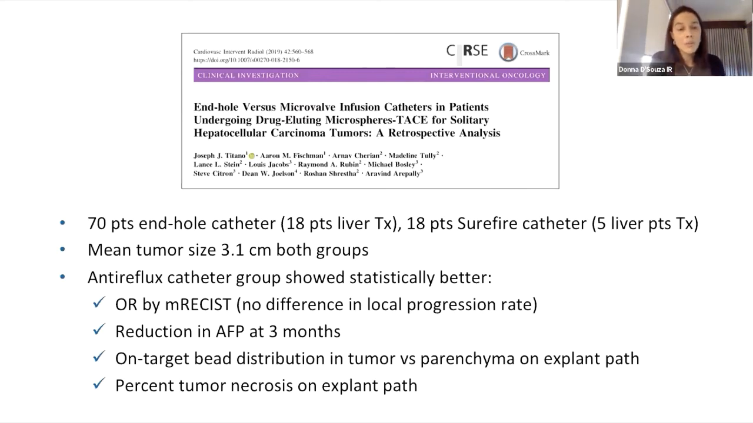And what they found was in the anti-reflux catheter group, there was statistically significantly better objective response by mRECIST, although no difference in the local progression rate later. There was a better reduction in AFP, not at 1 month, but at 3 months. And they also found on histopathology of those patients that got a liver transplant that there was better on-target bead distribution inside the tumor versus the parenchyma surrounding the tumor. And also there was a higher percent of tumor necrosis on explant pathology in the patients that had the anti-reflux catheter used.